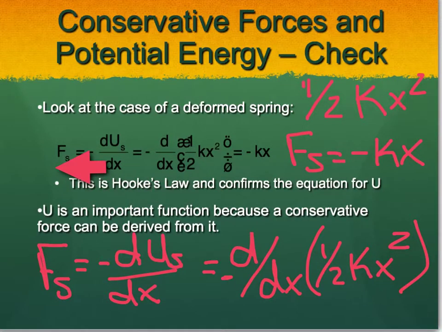So this just shows that we can derive our formula for springs, Fs equals negative kx. So it's just showing that potential energy is an important function because this is a conservative force. We are conserving force here, and we can show that from deriving it.